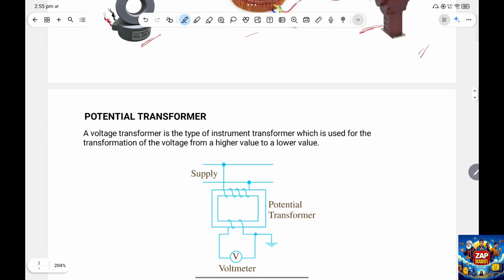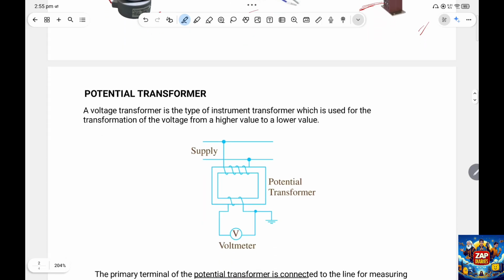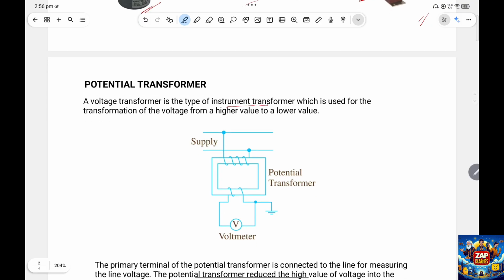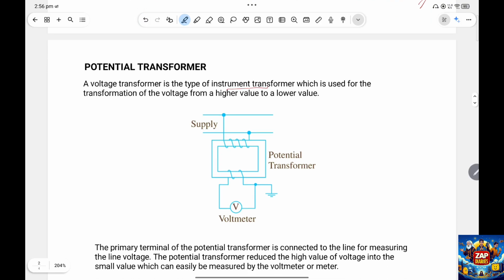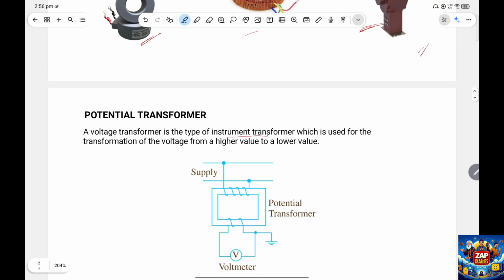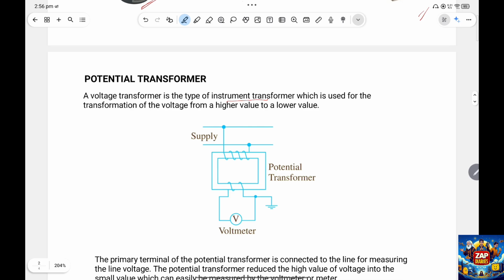And the potential transformer is a voltage transformer, and it is a type of instrument transformer, of course, which is used for the transformation of voltage from a higher value to a lower value, same as a current transformer. But in this case, the voltage is being transformed into a lower value, or you could say a measurable value.